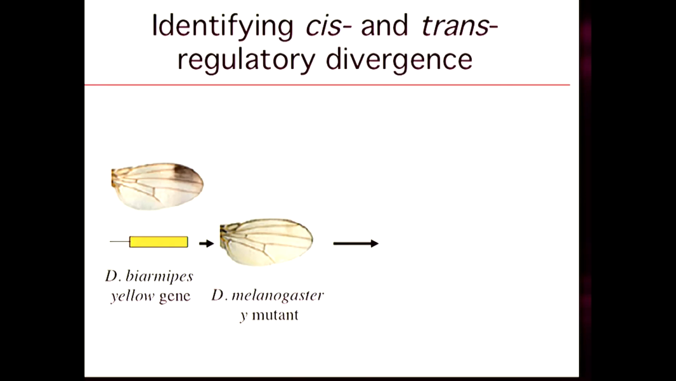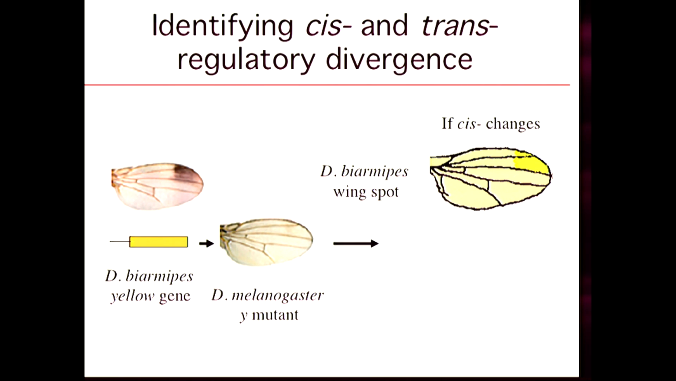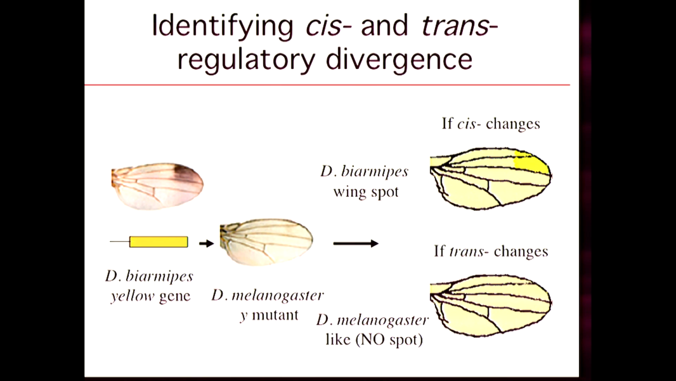Okay. We did a similar set of experiments with the wing spot species. So we've taken the yellow gene, moved it into melanogaster, which doesn't have the wing spot. If the changes are in the cis regulatory region, this experiment should give us the wing spot expression in a species that doesn't usually have it. If the changes are somewhere else in the genome, then we should get a pattern of expression that looks like the species we moved it into, which is Drosophila melanogaster here, no spot.